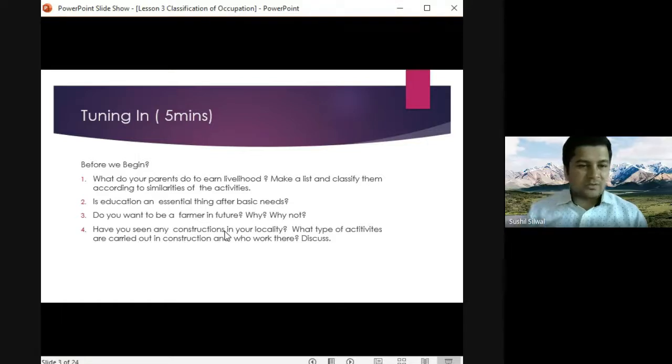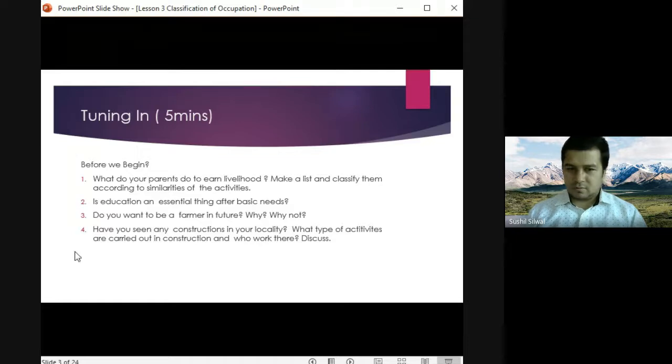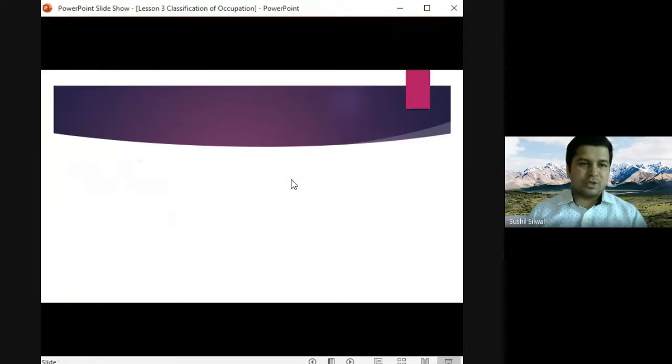Okay, yes. What type of activities are carried out in construction and who works there normally? Sir, the head builder says to do all the things, and the workers and the builders do the work, like taking the cement up to put it, and they even have to make the base of the building strong. And even the iron rods, they have to put them nicely. Okay, so those are the various activities. So that is the tuning in of our topic.